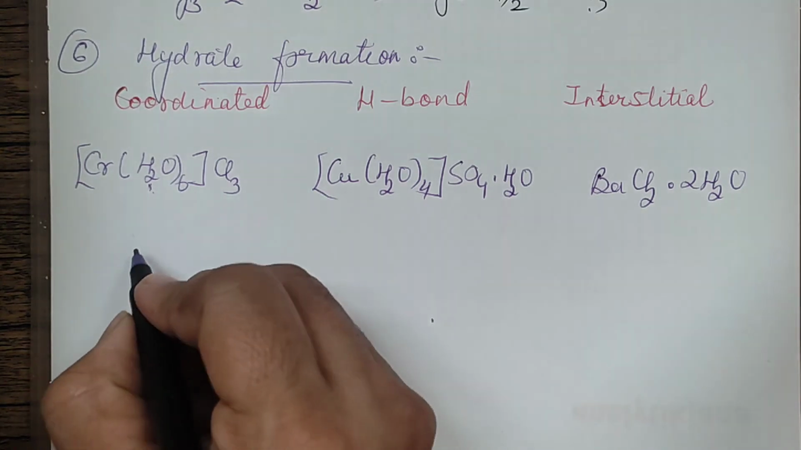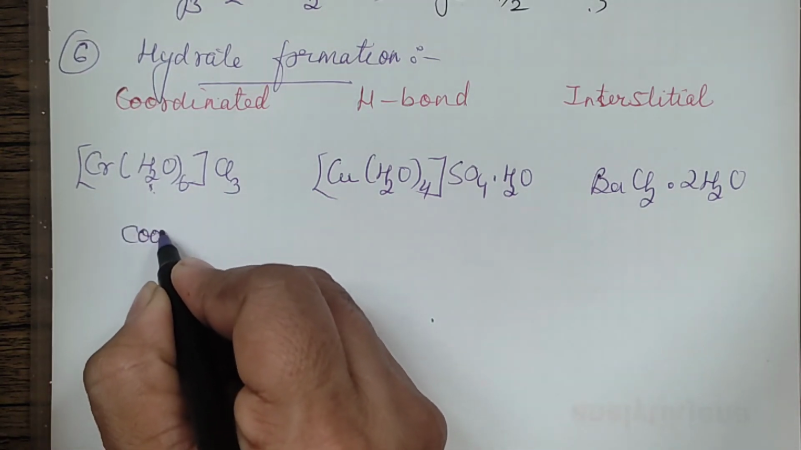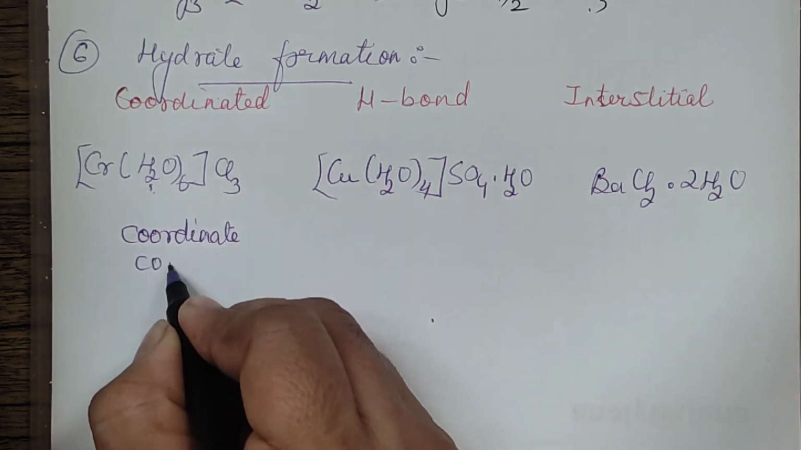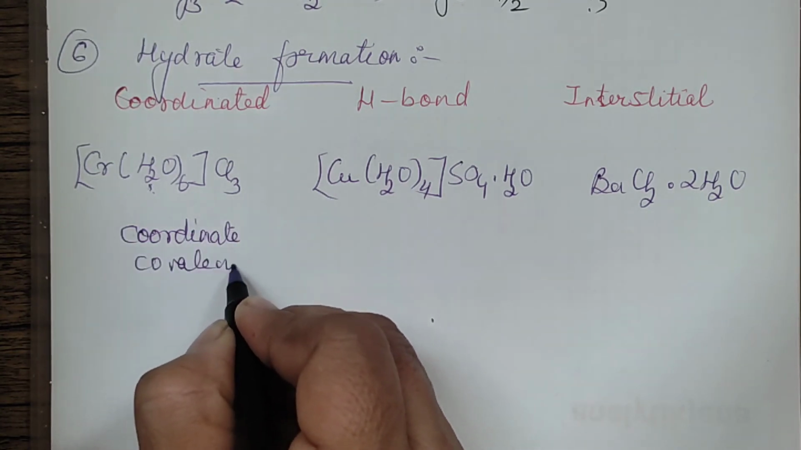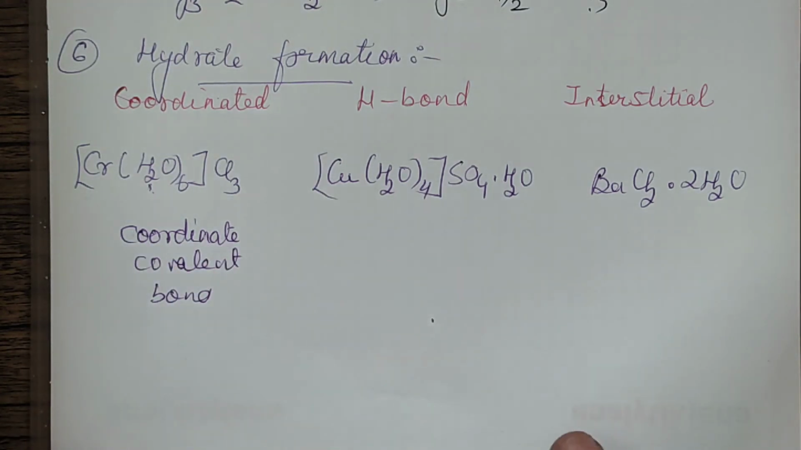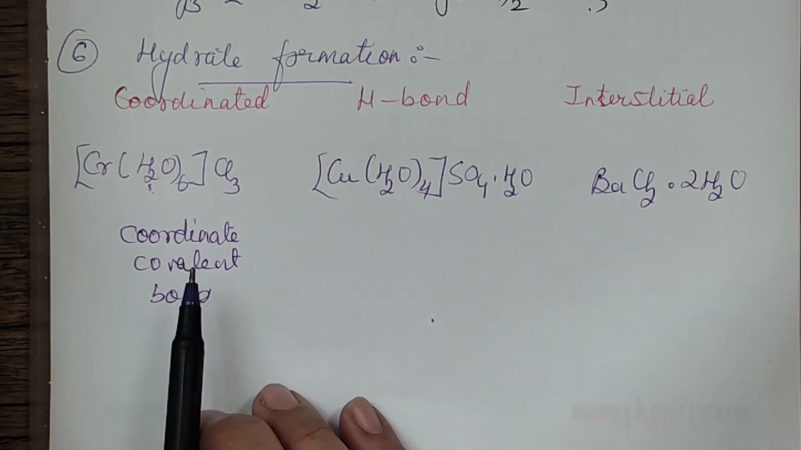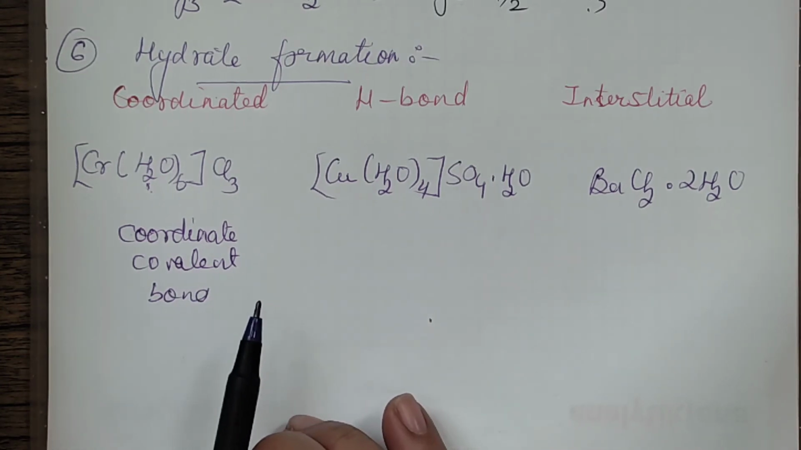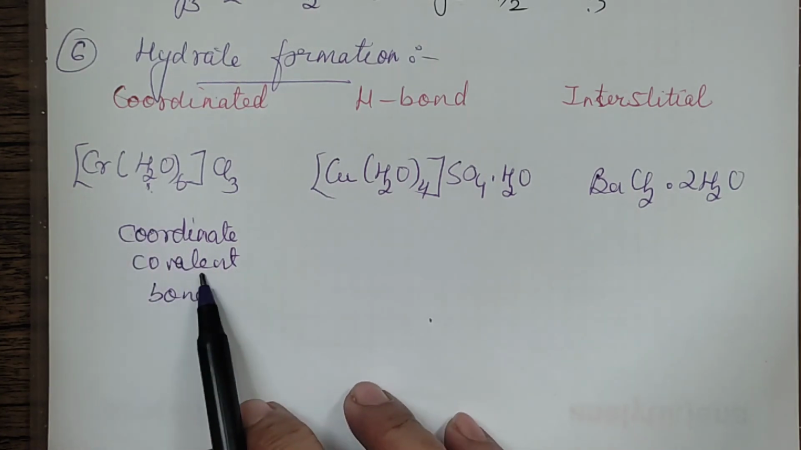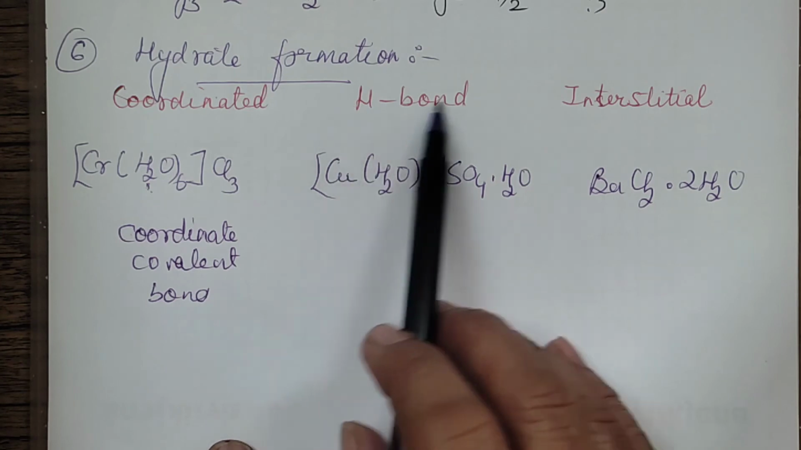Water molecule has formed a coordinate covalent bond. This is that example where water molecule forms a coordinate covalent bond with the central element. Okay, so all those examples normally which we write down in this form, the square bracket form, they are coordinated to the central metal forming a complex. This is that category. Second category is hydrogen bonded.